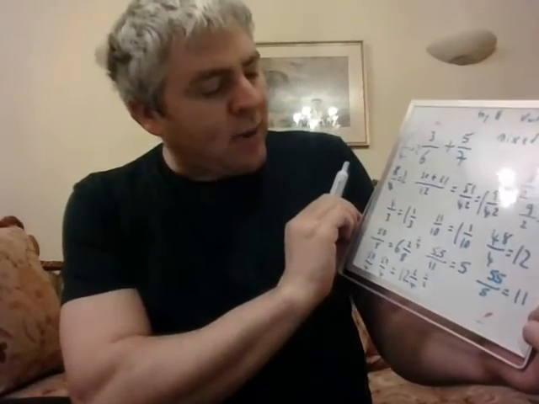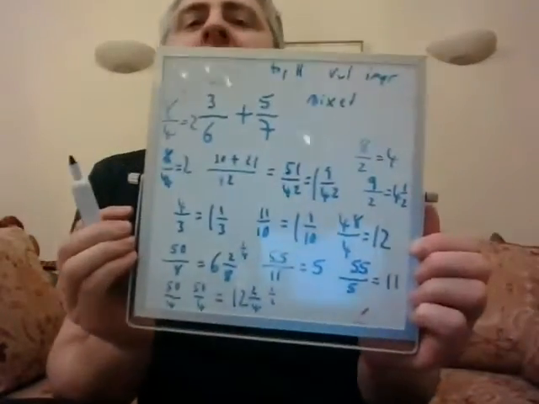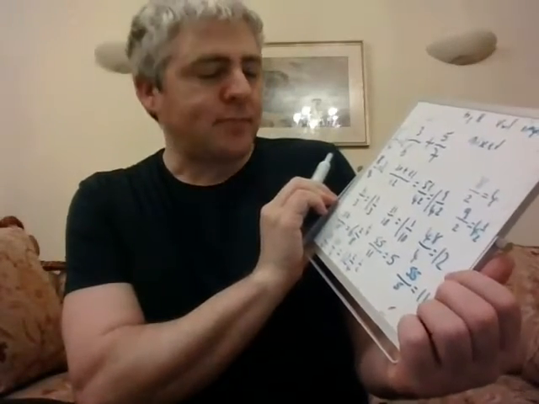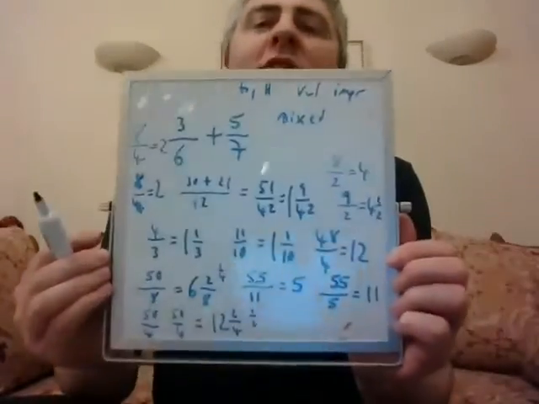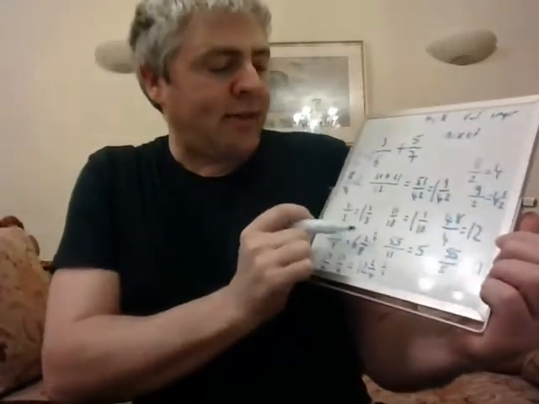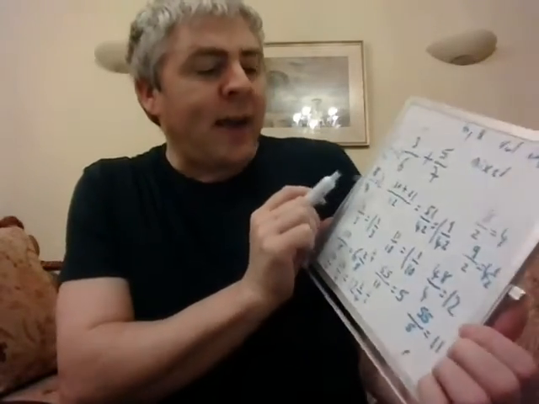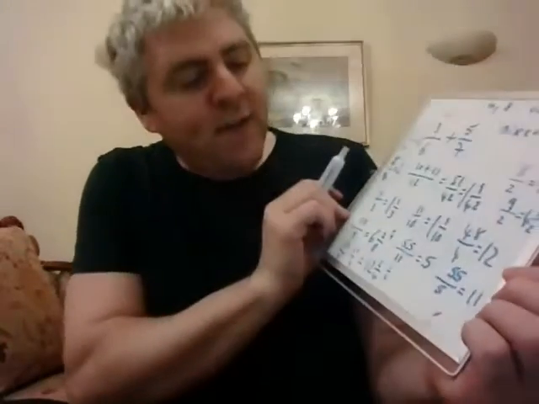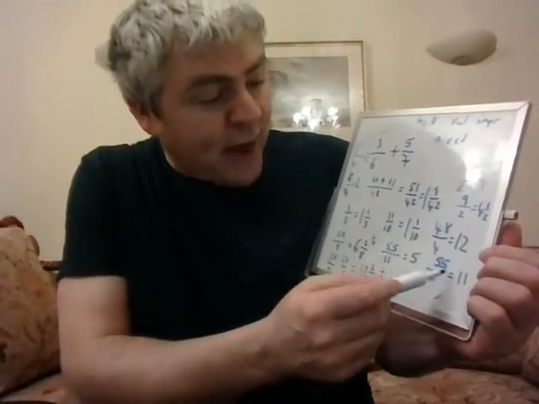Also here, 2/8 is actually the same as a quarter, but just leave it like 6 2/8. I just wanted to give you some extra information there. So that quarter applies to the 2/8, but don't worry about the quarter, just know that it is a quarter. And there, 55 over 11 equals 5. And then 55 over 5 equals 11.